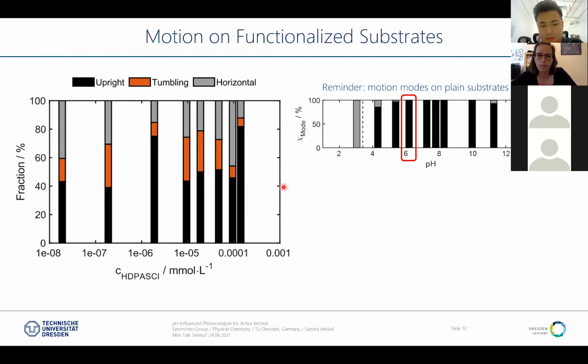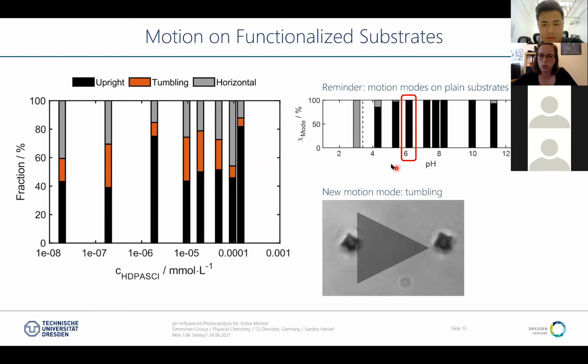So basically everything we are comparing here on the left side, we are comparing to this condition. As you can immediately see, there's definitely a difference. Normally, we don't have any motion in horizontal mode on our neutral glass slides, but on the functionalized one, we have horizontal motion for each dye concentration. What you can also see is that there's now a new motion mode, the red one that we call tumbling.